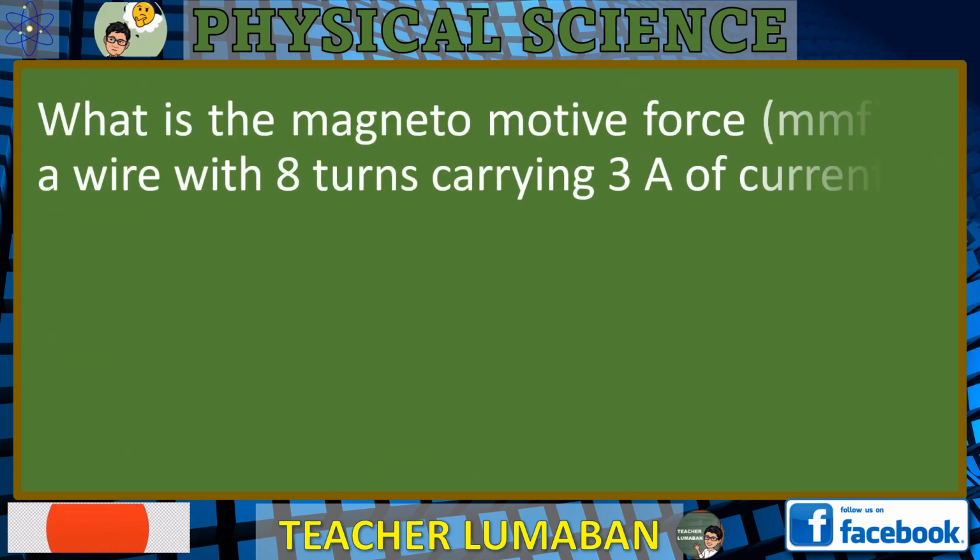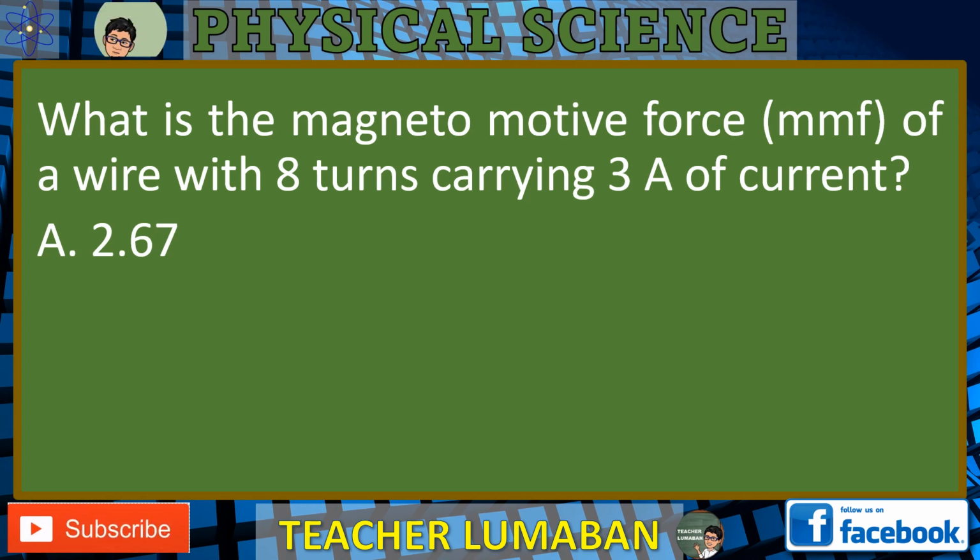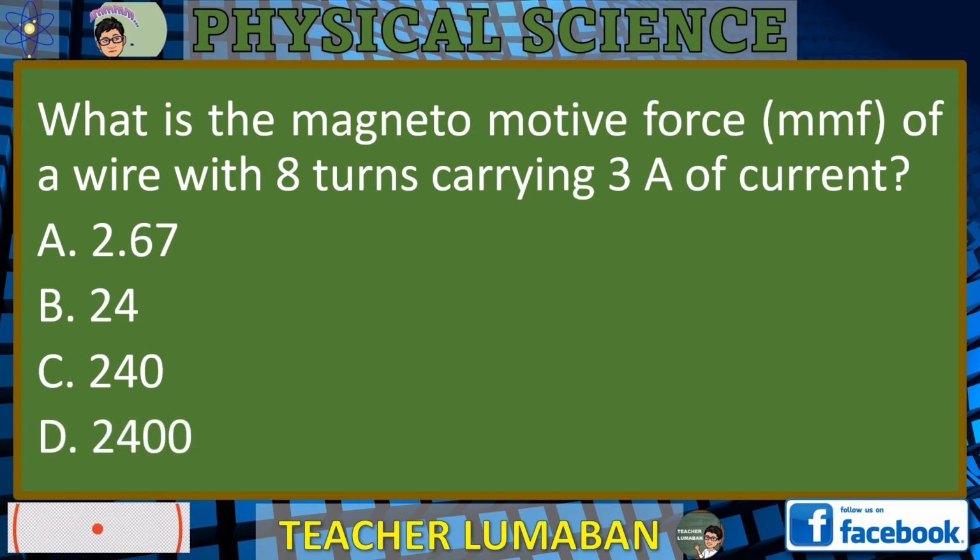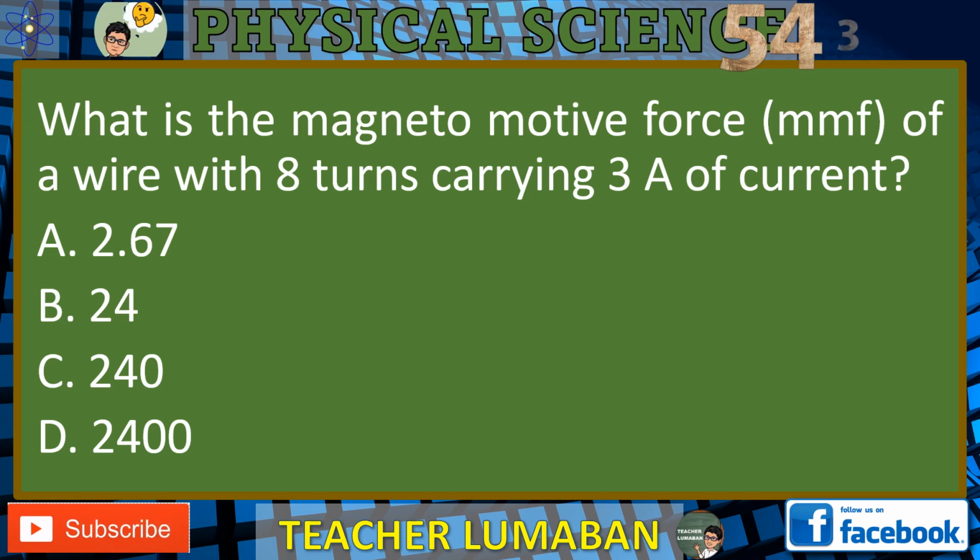What is the magnetomotive force, MMF, of a wire with 8 turns carrying 3A of current? Letter A, 2.67. Letter B, 24. Letter C, 240. Letter D, 2,400. In the next 5 seconds, select the best response from the available options. 5, 4, 3, 2, 1.